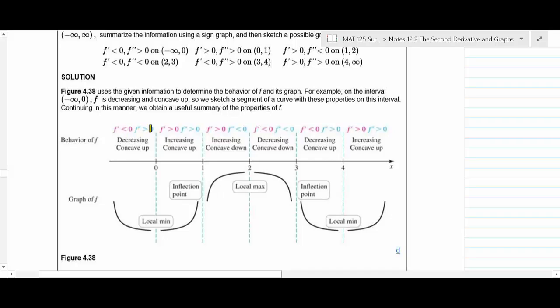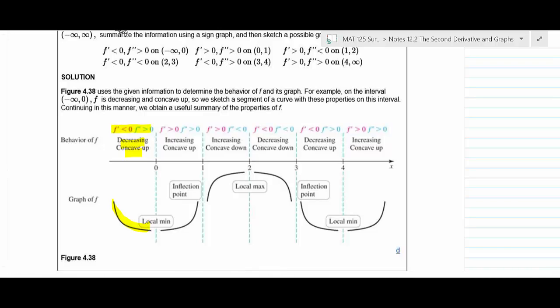So if you knew you had these 2 pieces of information, the first derivative is negative, so it's decreasing, and the second derivative is positive, so you're concave up. Well, you'd have to draw a graph like that, wouldn't you? That's the only way to make the graph decrease and be concave up at the same time.